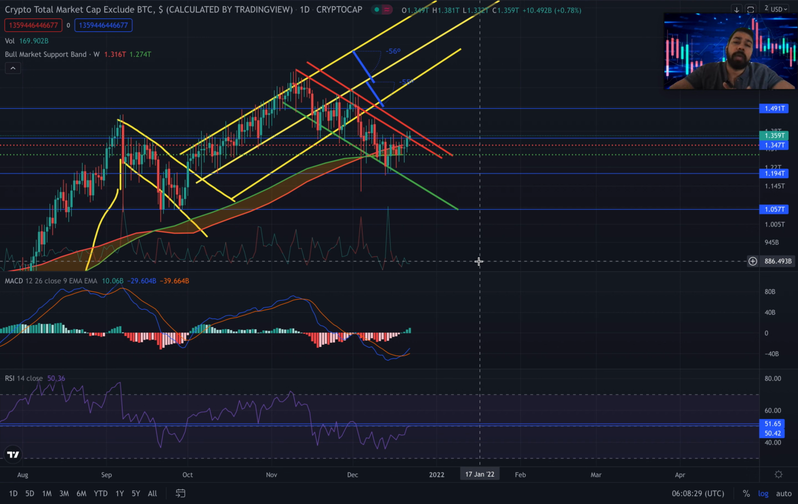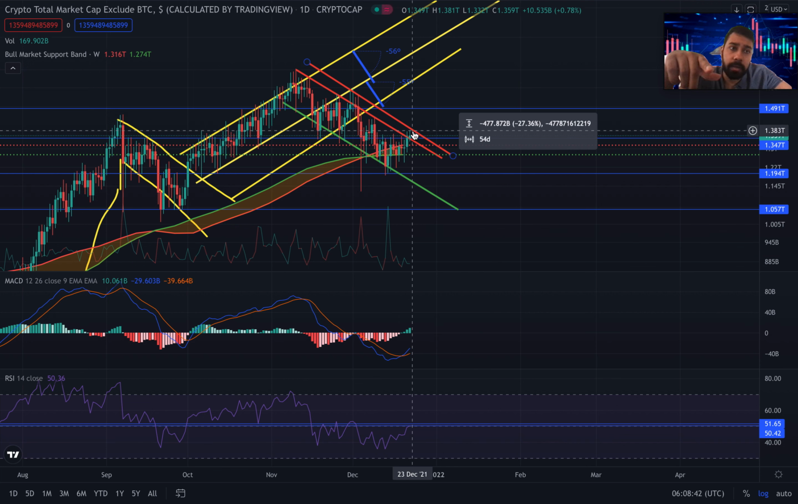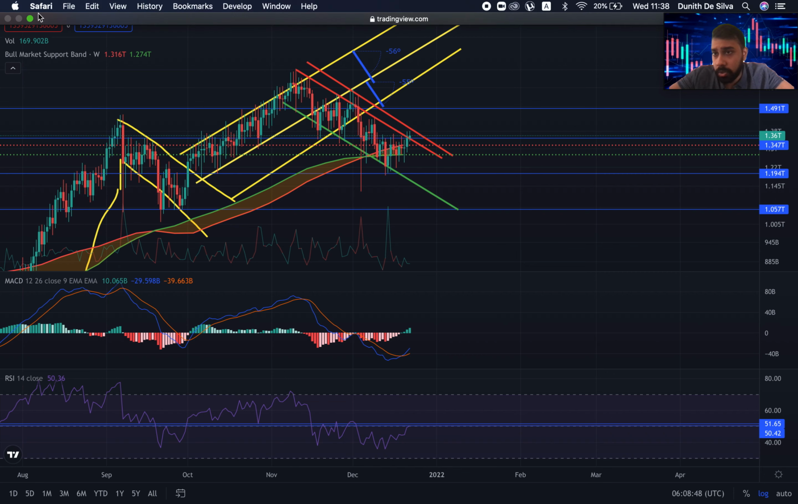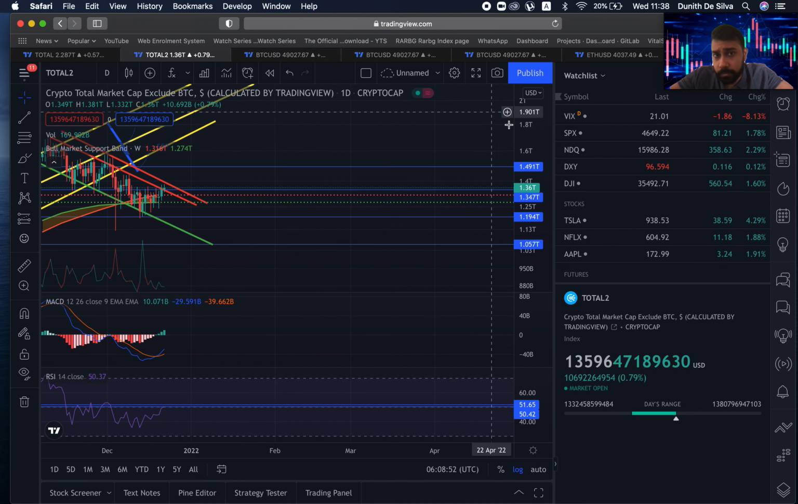So total MCAP also suggests that we are going up. That means the whole asset class, not just Bitcoin. Altcoin MCAP is also showing a lot of strength. However, altcoin MCAP is just under the second line, while the total MCAP is above that second line. So let's look at Bitcoin.